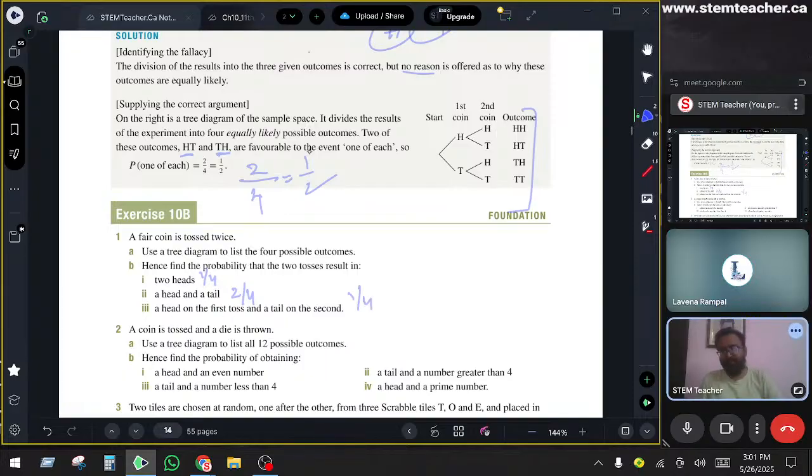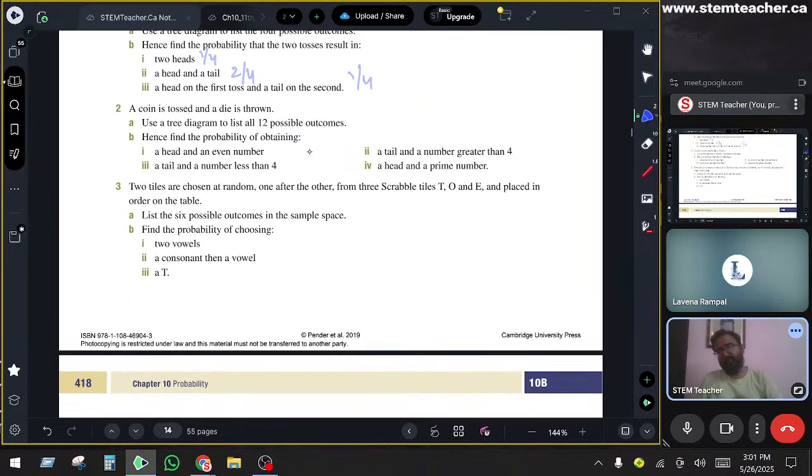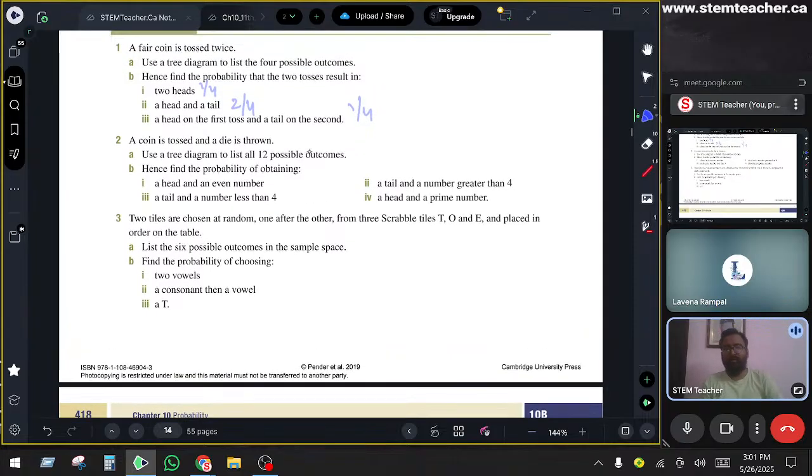Thank you. Next, read the second question. A coin is tossed and a die is thrown. Use a tree diagram to list all 12 possible outcomes. Okay, so there are 12 possibilities. If you use the tree diagram, what happens? A coin is tossed. How many possibilities? It is the start.